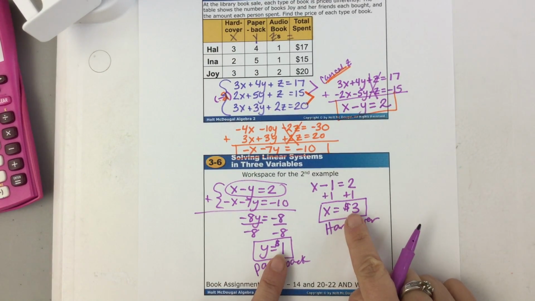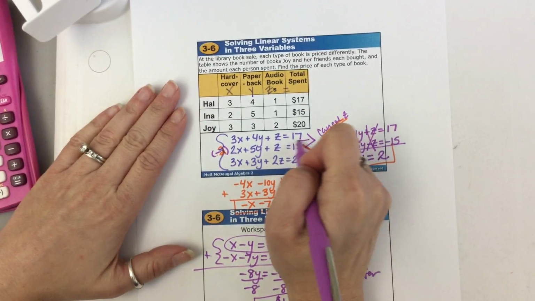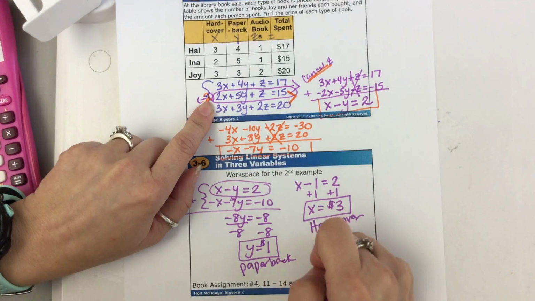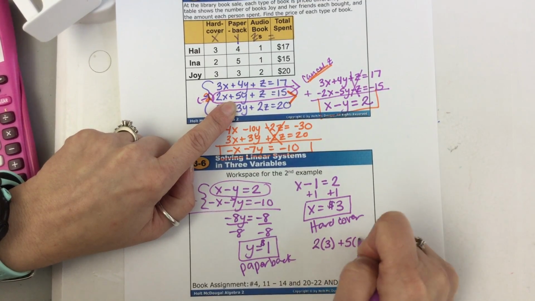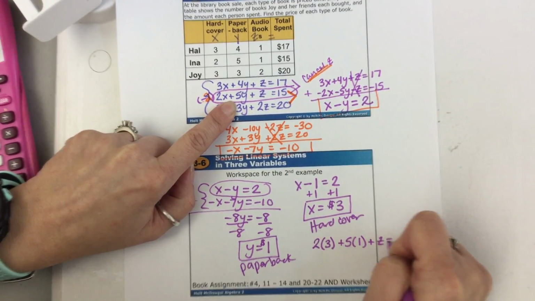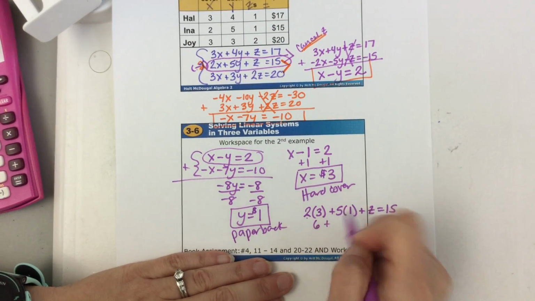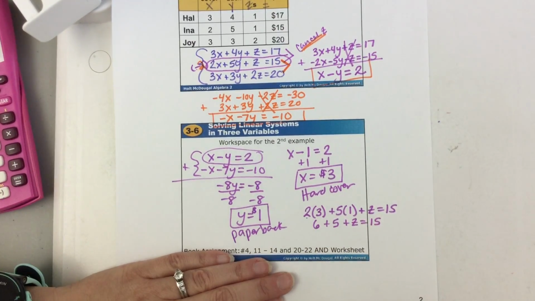Once you know two variables, you go back to one of the originals. This time I'm going to go ahead and pick the middle, okay? It doesn't matter if you pick top, middle, or bottom. You're just going to fill in x and y so you can solve for z. I'm picking the middle. 2 times x, x is 3, plus 5 times y, y is 1, plus z, that has to equal 15. Well, 2 times 3 is 6. 5 times 1 is 5, plus z equals 15.